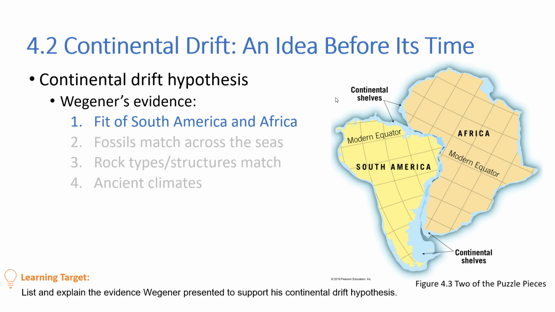Alfred Wegener had four main lines of evidence that he used to support his hypothesis of continental drift. First, the fit, almost like puzzle pieces, of South America and Africa together. The margins of these continents seem to make a perfect fit. In fact, he proposed that all of the continents fit together almost like a puzzle.